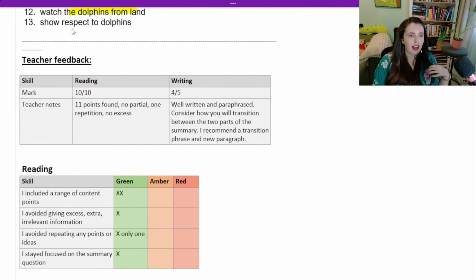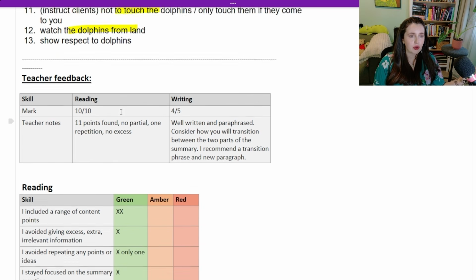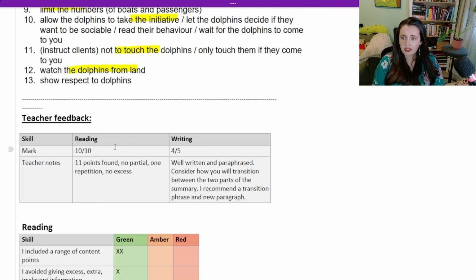So this student, they have always stayed focused on the question. So because of that, I actually scored the student 10 out of 10. So they've got 11 points, no partial points, 1 repetition but it's fine, no excess, and they are focused on the question. I could find no reason not to award them 10 out of 10 for reading, because it's very clear that they've read and understood this text and answered that question.